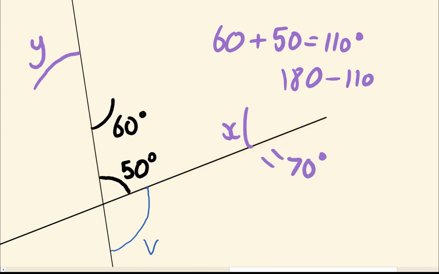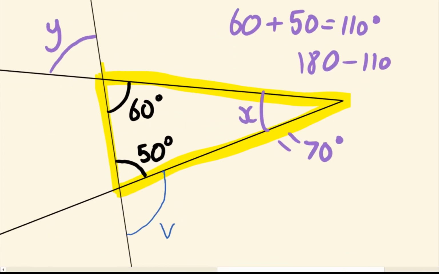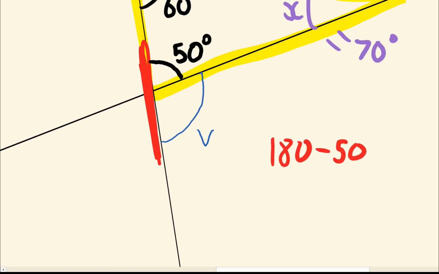So we found one angle there. Let's see what else we can find. Okay, y and v both look fairly easy to find. For y, we know it's opposite the 60 degrees, so y must also be 60 degrees. For the v, we can see a straight line here. We know straight lines always add up to 180, so we do 180 take away 50, and that'll be what v is. That comes out at being 130 degrees.